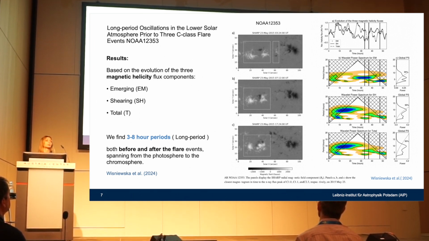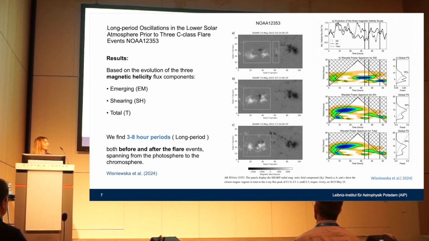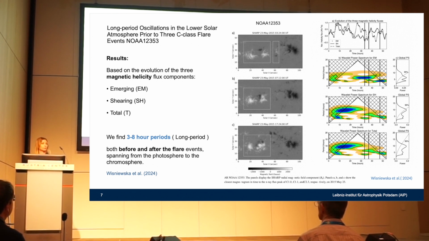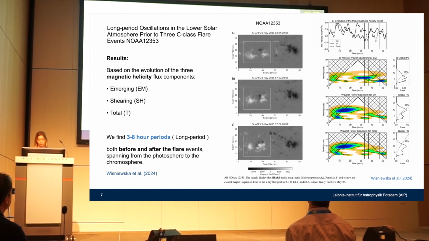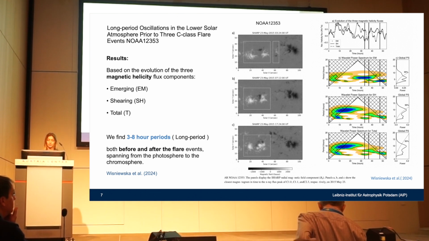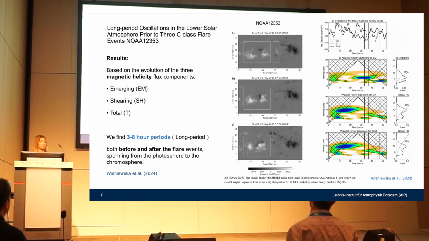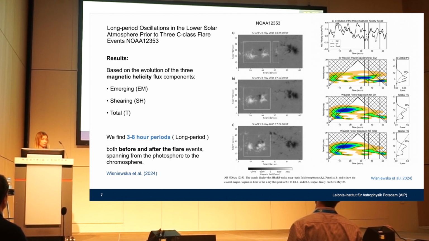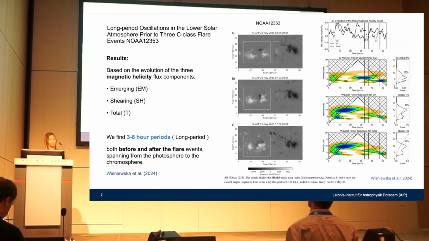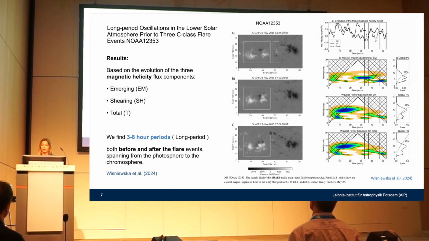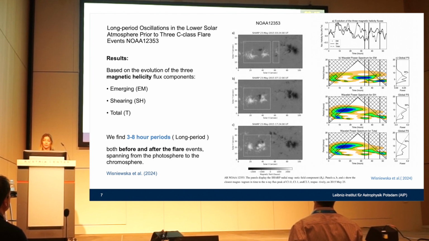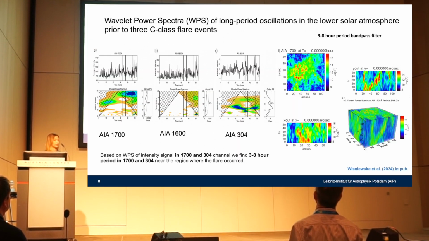We took the same event that I showed you before, checked these regions, and created a wavelet power spectrum to identify the helicity oscillation in this region. We identified 3 to 8 hour periods which were present in this specific flaring region, both before and after the flare event. And these black lines indicate the position and the time of the 3 events that were happening.